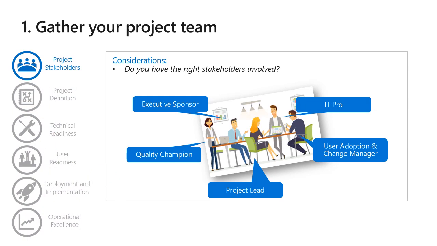First, our project stakeholders. Do we have the right ones? I mean, obviously it's good to have stakeholders, but are they the right stakeholders? We need executive sponsors. Do we have the corresponding IT pros that we need in the discussions? Our user adoption and change managers, are they present and available? Have we identified a project lead? Have we identified a quality champion? These are all key roles that we see that we build out as part of our project team that can help us set the stage for the overall upgrade to Microsoft Teams.